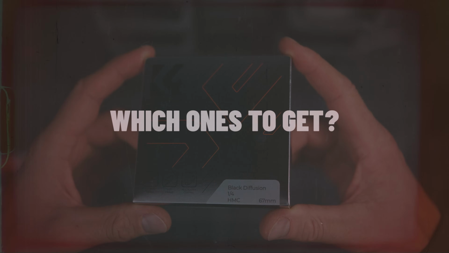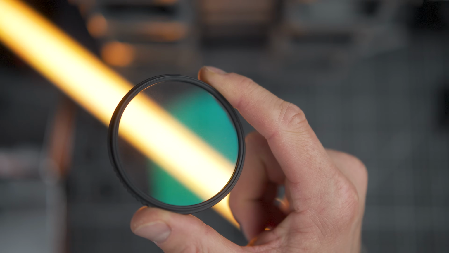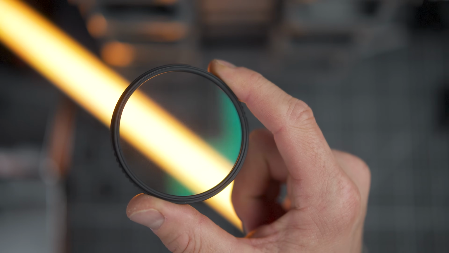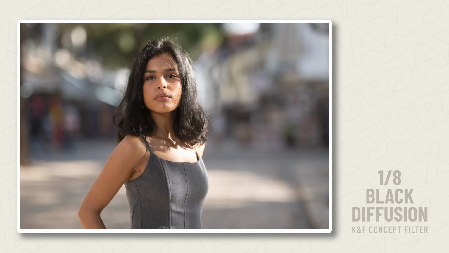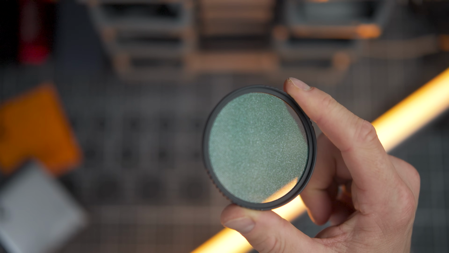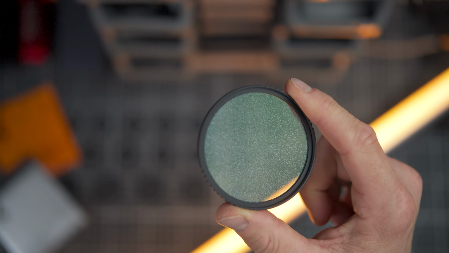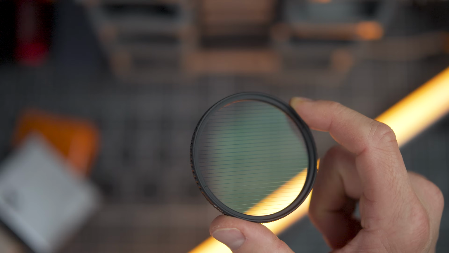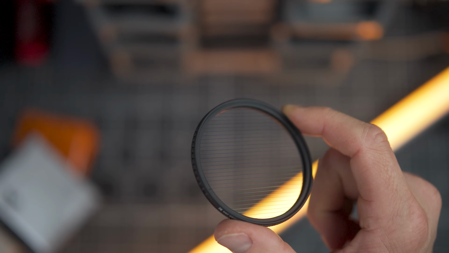So which one should you be getting? The Black Diffusion 1/8 is a must-have in my opinion. It's the most versatile filter that softens skin, gives that cinematic look, and works for almost any shot, photos or videos. The rest comes down to personal preference, and if your budget allows, I really encourage you to experiment with a few of them, especially when you already know what you are creating.